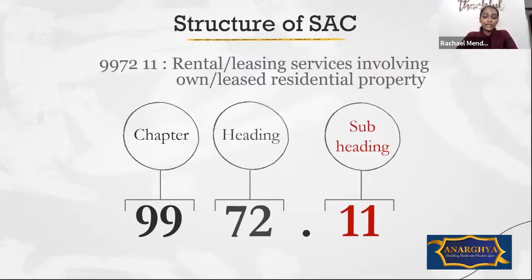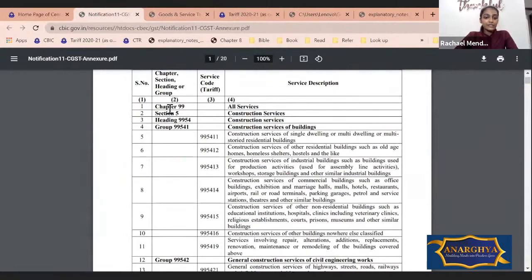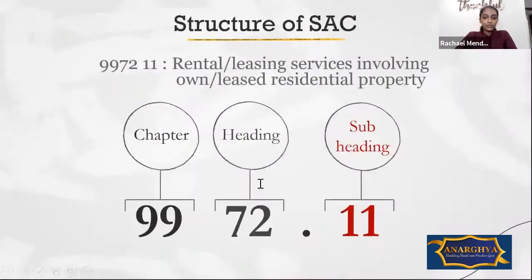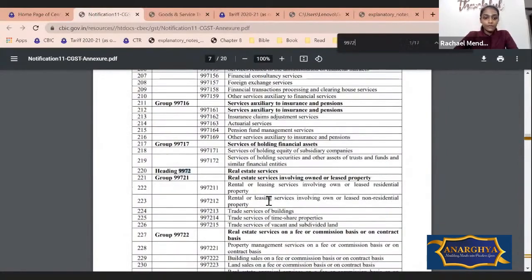You can see this on the annexure to the rate notification that we had opened earlier. If you see here, it says chapter 99 for all services. And our heading was 72. So I'll just search over here. The heading 9972 reads real estate services. And our subheading was 11. So the entire SAC 997211 is here with its description.